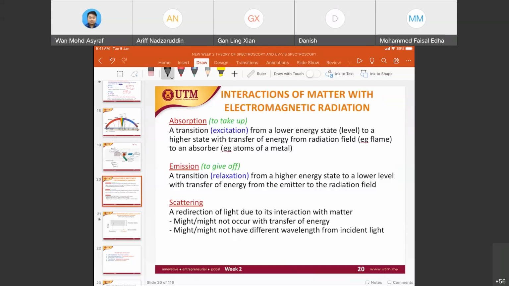So ini adalah interaction of matter with your electromagnetic radiation. Supply electromagnetic radiation, your sample might be able to absorb, or it might be able to emit, or it might scatter the light. Right. So absorption ni adalah take up, kita serap. Emission, to give off, kita keluarkan. Scattering tu adalah kita reflect, redirection of light, kita redirect the light.